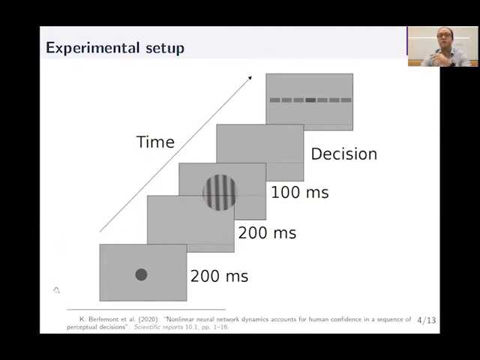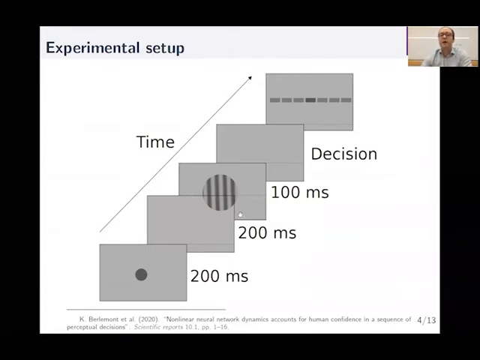So participants, which were human, look at the screen, and after a small delay, they will see some circle in gray here with some bars. So we call this a Gabor patch. And the bars have an orientation, which can be clockwise or anti-clockwise. And depending on the orientation, it's more or less easy to decide if the orientation is clockwise or anti-clockwise.